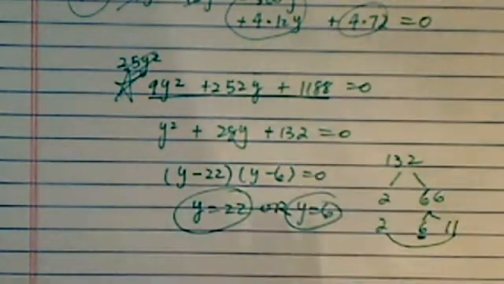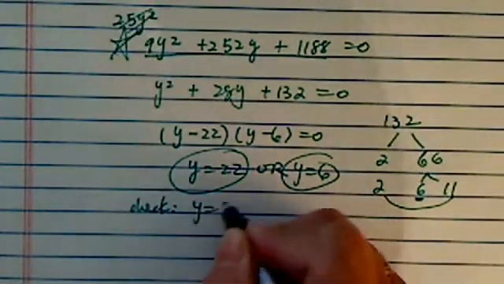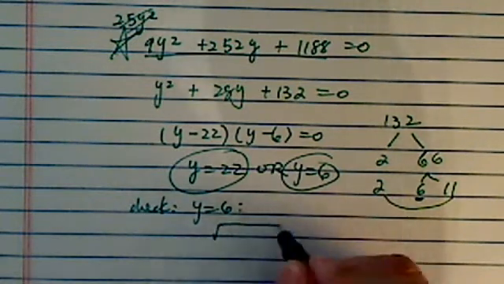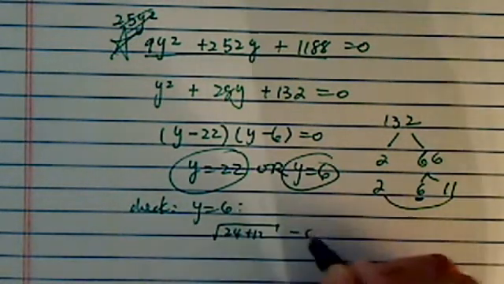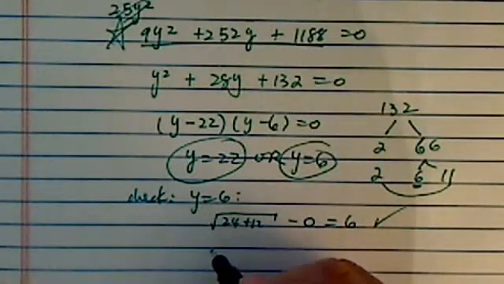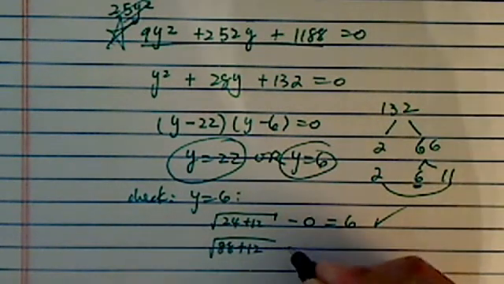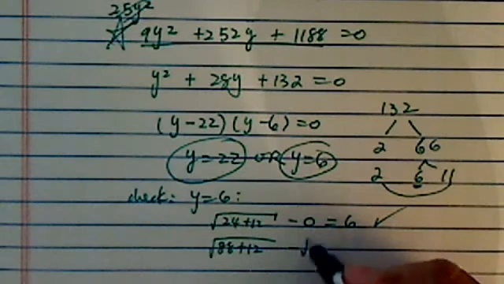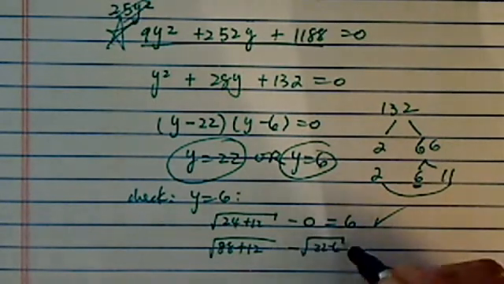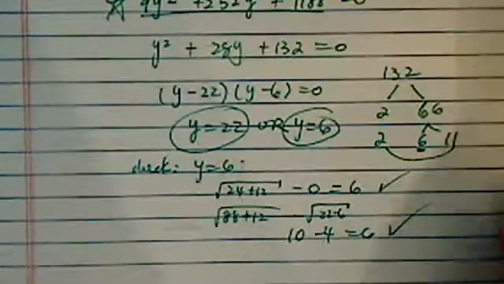Since this is a radical equation, we've got to check the answer. Let's go back and check. When y equals 6, then I have radical of 24 plus 12 minus 0 is equal to 6. Yes. Let's check the other one. It's 22. So 4 times 22, that's 88, plus 12, minus 22 minus 6. That's the 16, that's a 4. This one is 0, 9, that's 100. So that's 10 minus 4 equal to 6. Check again. So both answers are correct.